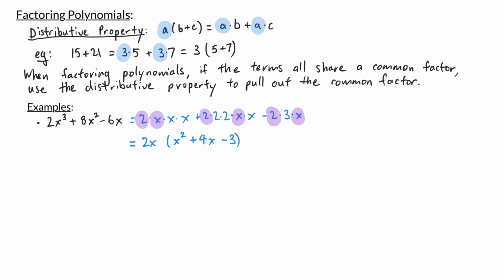So we've now factored our polynomial. We've written the original polynomial 2x cubed plus 8x squared minus 6x as a product of 2 smaller polynomials, 2x times (x squared plus 4x minus 3).